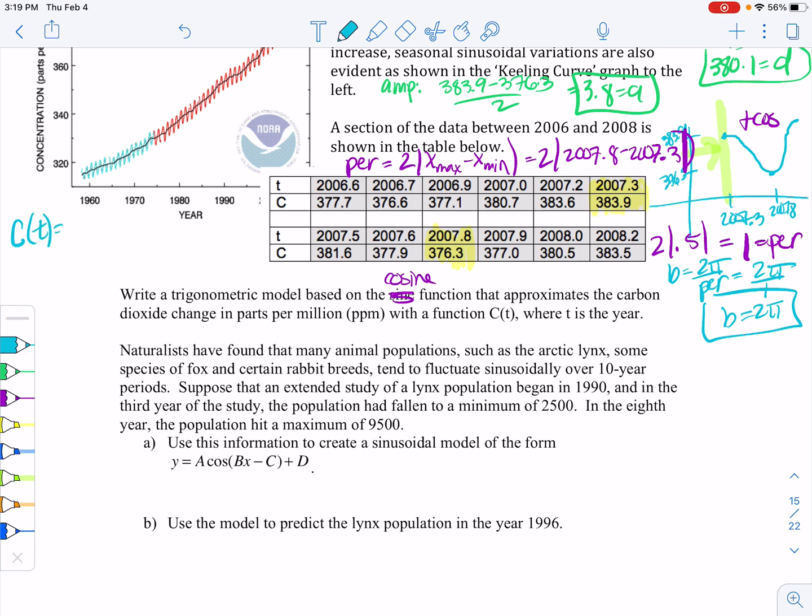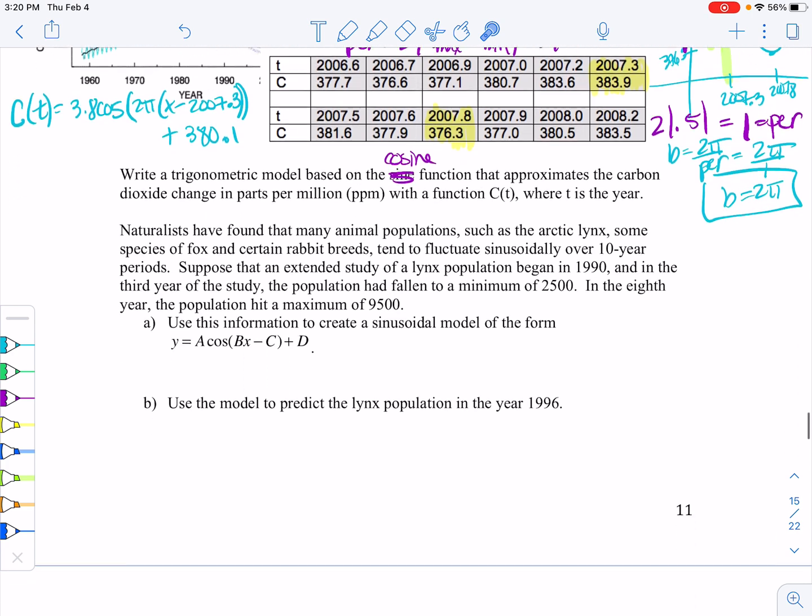In relation to our time is the amplitude, which is 3.8. It's a positive cosine. The B value is 2 pi. And then it's x minus, we shifted right by 2007.3, so we have a minus 2007.3, sorry. And then plus our midline, which is our D value, which is 380.1. Okay. So this is our equation that we can come up with for our trigonometric model. So now we can look at some more examples.